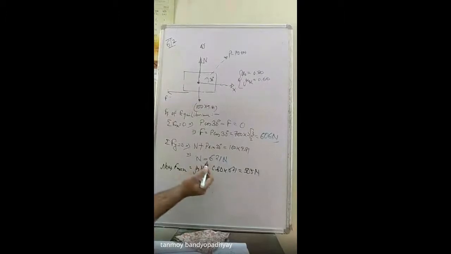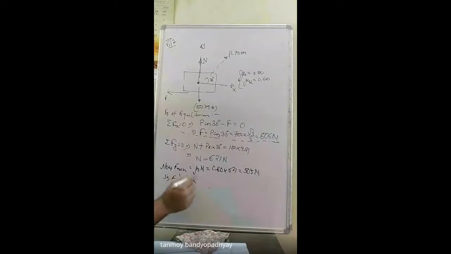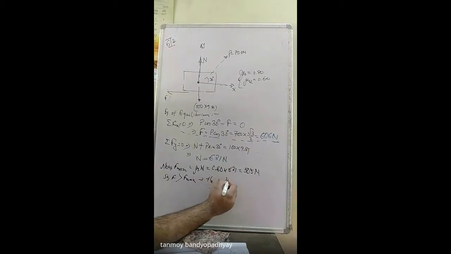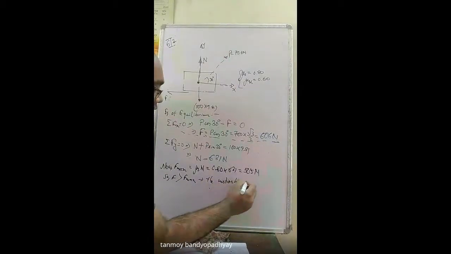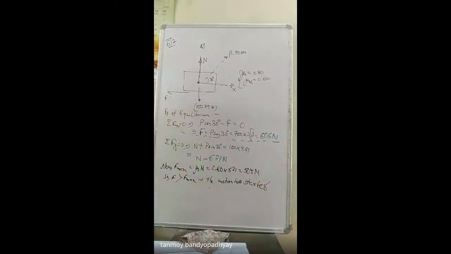So now you can see that this frictional force from the equation of equilibrium is greater than F max. So F is greater than F max. Since it has already exceeded the maximum friction, hence the motion has started, or the body is in motion. The body is already in motion because it has exceeded F max.